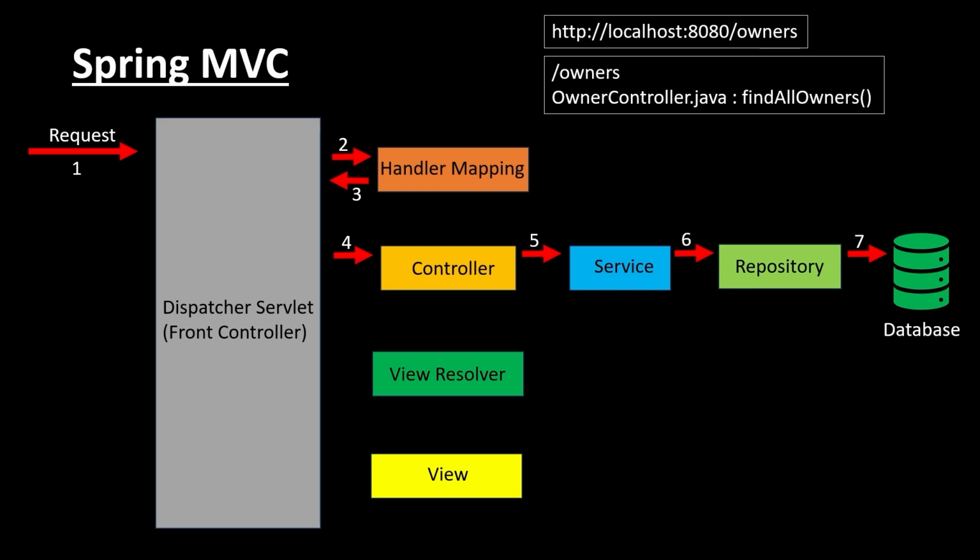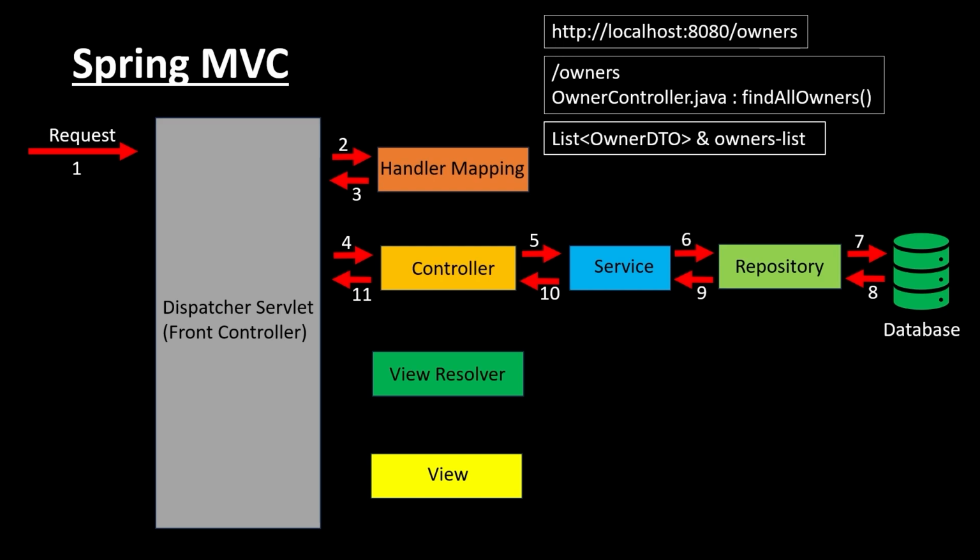Then now the data is going to come back from the database. It will go to the repository, from there it will go to the service, and from there it is going to the controller class. Then from the controller class it will again go back to the dispatcher servlet. Now the question is, what information will go to the dispatcher servlet? So first of all, the data. Since you are finding all the owners, it is going to return you the list of owner DTO. Plus it is also going to return you the name of an HTML page, or the name of a view, which can show this data in a beautiful way.